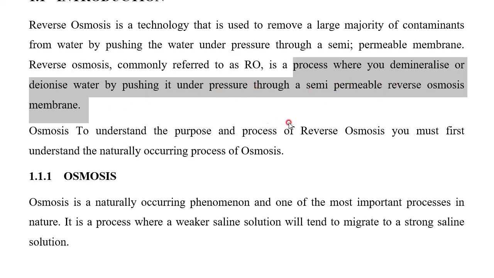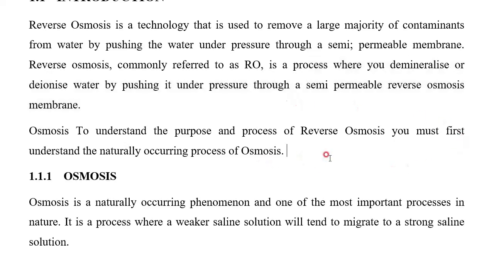So what is a semi-permeable membrane? Semi is half, so it is half permeable. A semi-permeable membrane allows only certain molecules to pass through it, and it does not allow the rest of the molecules. So in reverse osmosis, the semi-permeable membrane allows water molecules to pass through it, but it does not allow the salt content to pass through it. So they are arrested. Before understanding what reverse osmosis is, we have to understand what osmosis is.